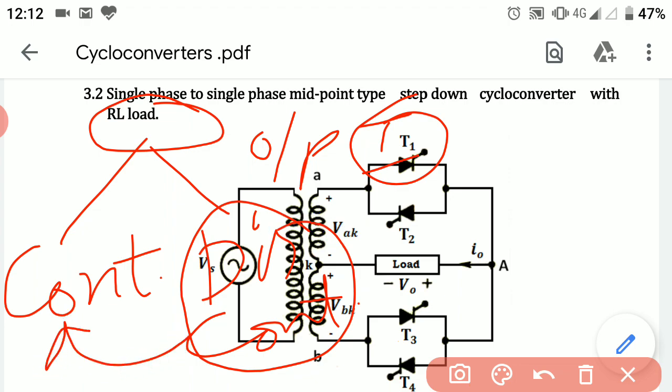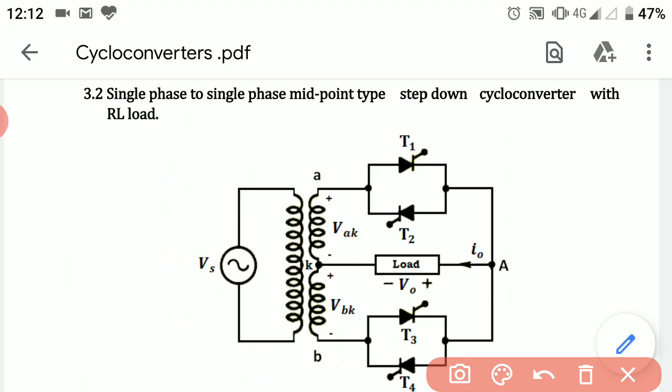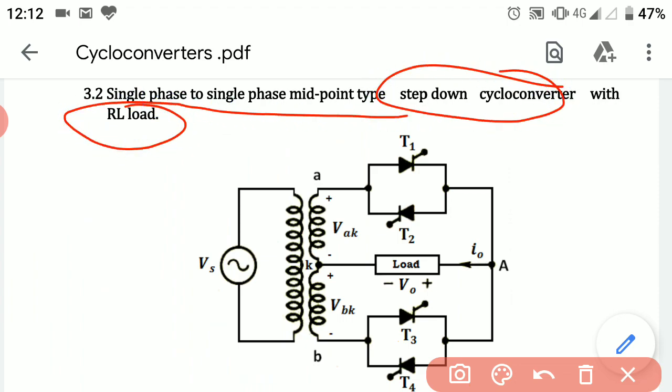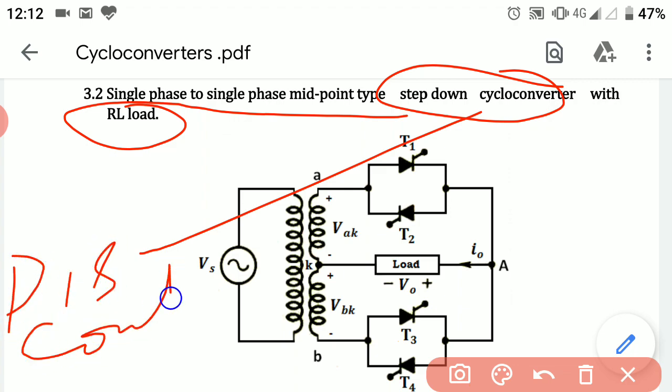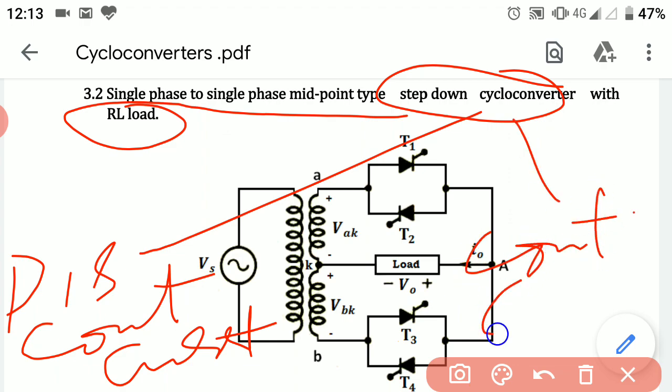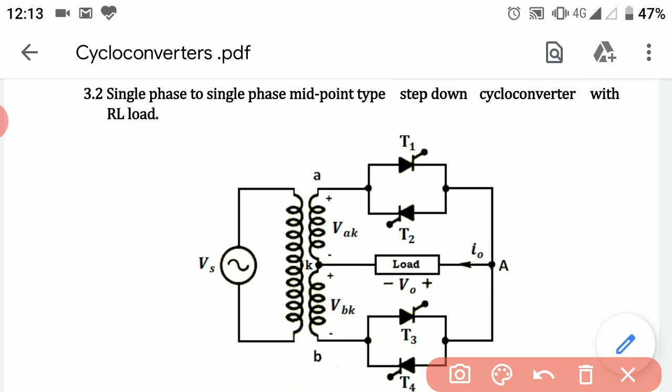So based upon the output current, the cycloconverters using RL load are of two types, those are discontinuous current cycloconverter and continuous current cycloconverter. We will first discuss this step down cycloconverter with RL load having discontinuous current.